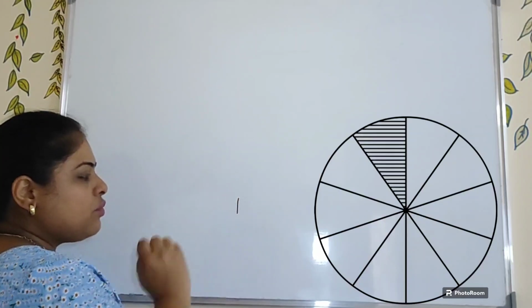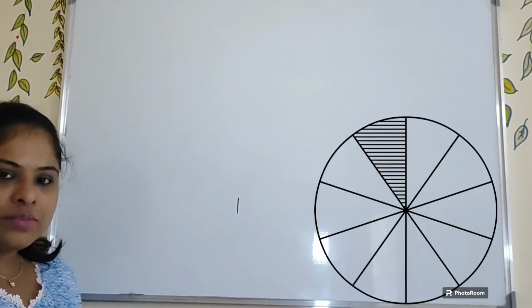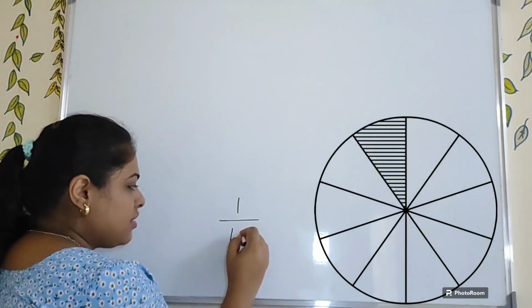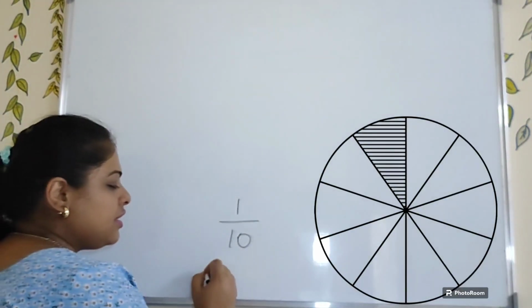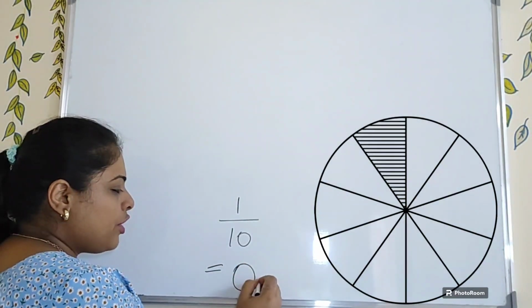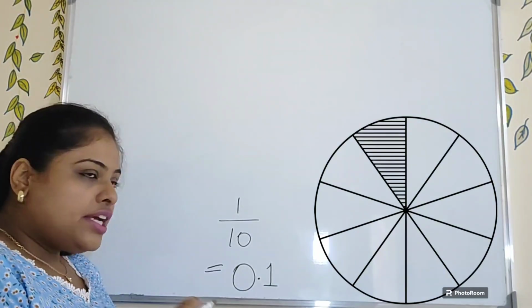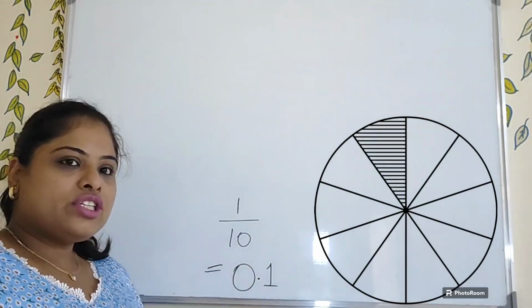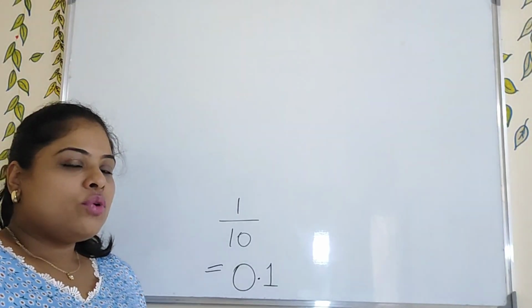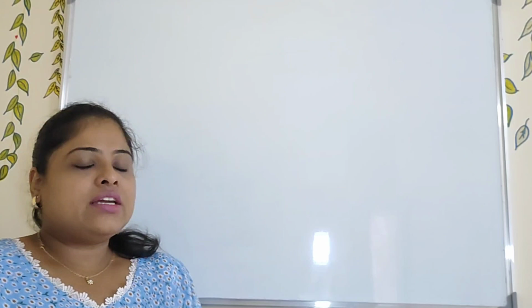The numerator will be 1 colored portion. And out of how many portions? It is 10. This is very simple. We have 1 by 10 here. The decimal will be 0.1. As I said earlier, each shaded portion is 0.1. So since it's only one shaded portion, we have 0.1. What if we have two shaded portions? It's 0.2.